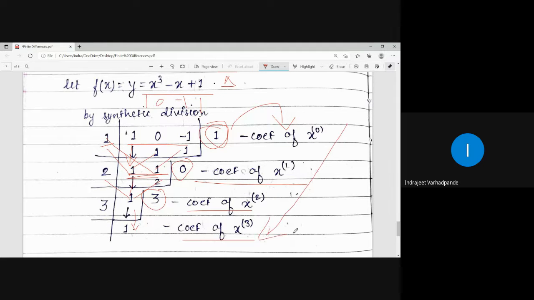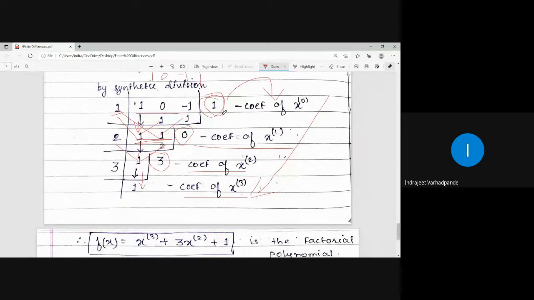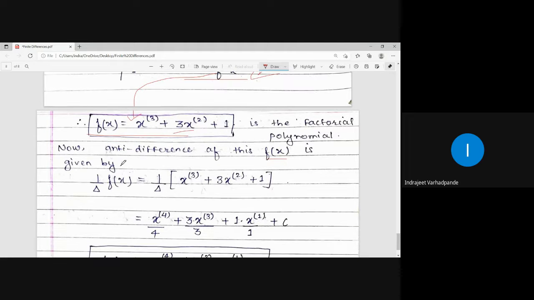Writing it in the reverse way, you get 1 into x to the power 0 factorial, 0 into x to the power 1 factorial, 3 into x to the power 2 factorial, 1 into x to the power 3 factorial. So that is how the function f of x is x to the power 3 factorial plus 3x to the power 2 factorial plus 1, which is the factorial notation for the given original plain simple polynomial. Antidifference of f of x is nothing but the reverse process of derivative, that is integration.